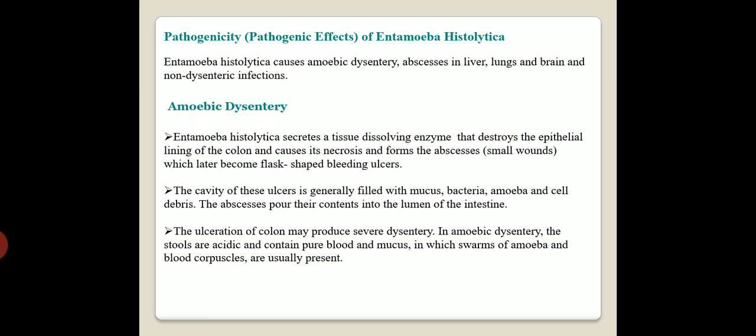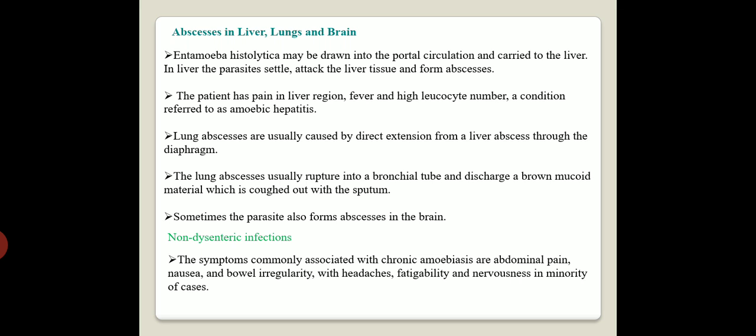In amoebic dysentery, the stools are acidic and contain pure blood and mucus, in which swarms of amoebae and blood corpuscles are usually present. It also causes abscesses in the liver, lung and brain. Entamoeba histolytica may be drawn into the portal circulation and carried to the liver. In the liver, the parasites settle, attack the liver tissue and form abscesses, that means small wounds.